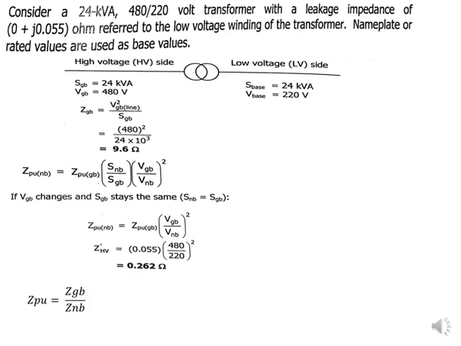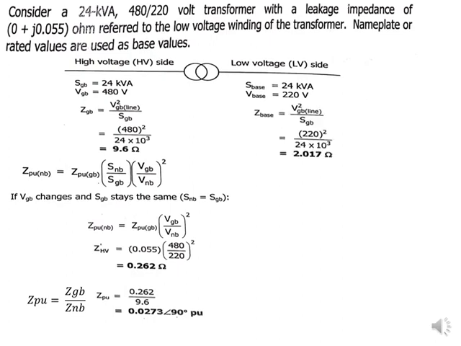From this point on, you now have a Z given base, which was 9.6, and you've got a Z new base, which is the 0.262. That you can then utilize and work out what is your Z per unit for this transformer.